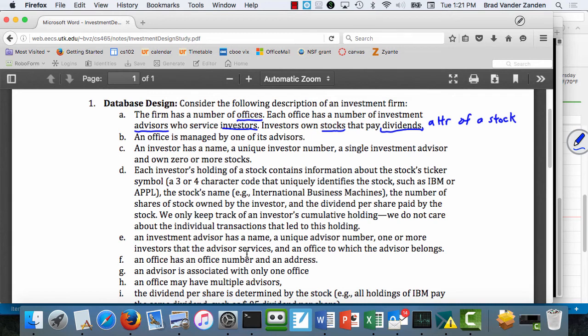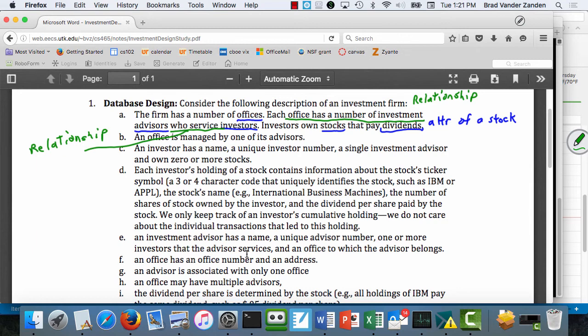There are also some interesting things. Each office has a number of investment advisors. That sounds like it might be a relationship because it has some number of advisors. And advisors who service investors, that sounds like it could also be a relationship. So I'm just going through and annotating this right now, figuring out what might be what.